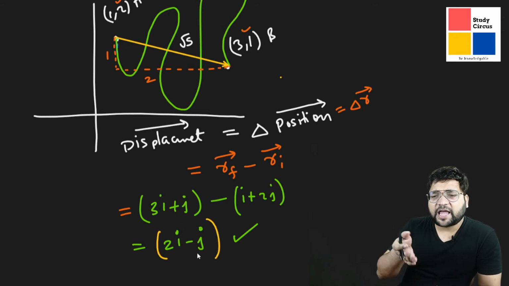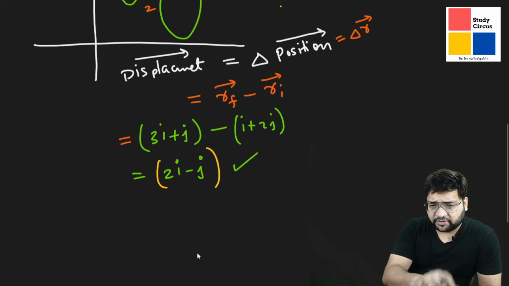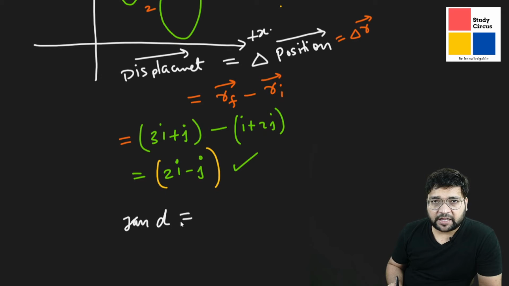Now if someone asks what is the angle this vector is making with the positive x-axis? Any vector, if it is given like this, I find the direction from the positive x-axis. This is the positive x-axis, right? If the angle is, let's say, alpha, then tan of alpha is given by the coefficient of j, what is the coefficient of j? Minus 1, upon the coefficient of i, that is 2. So tan alpha is minus 1 by 2.